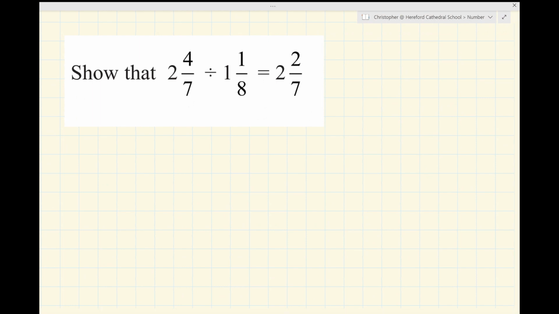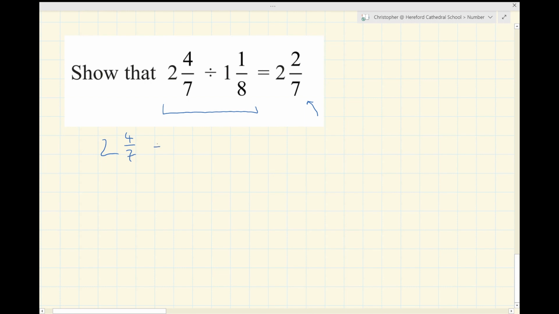Let's have a look. It says that I have to show that this expression on the left, this division sum, equals 2 2/7. So what I'm going to do is I'm going to ignore the 2 2/7 for the moment, and I'm simply going to write down the division sum and do it.